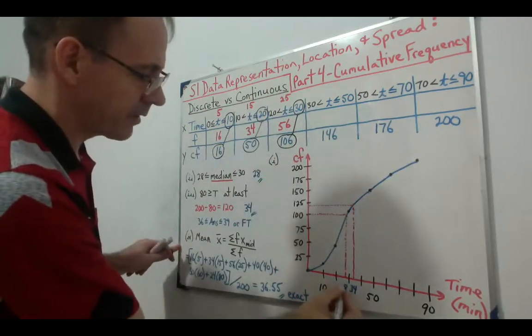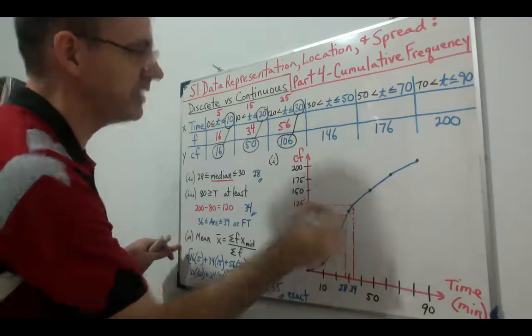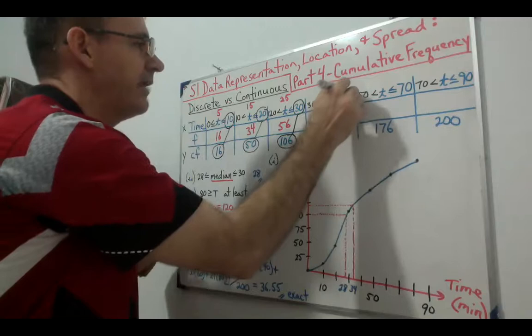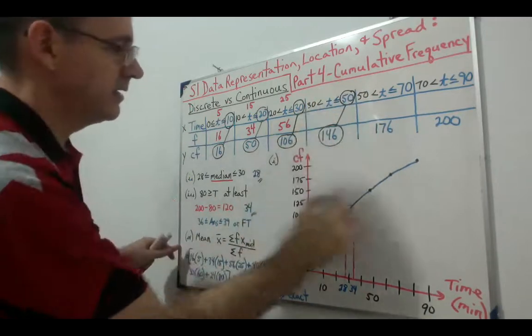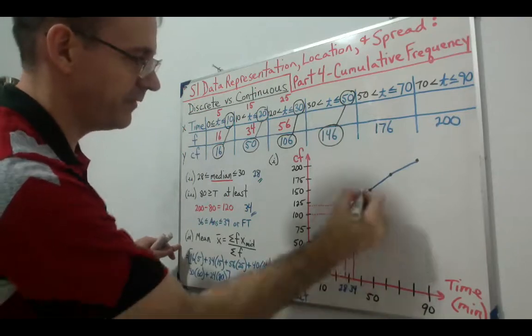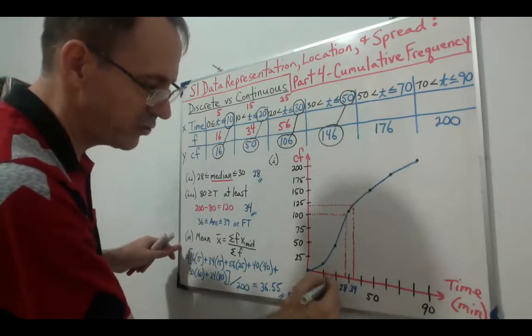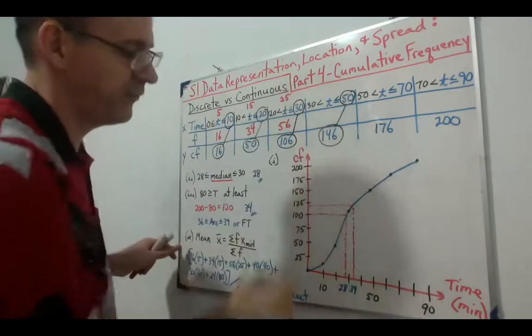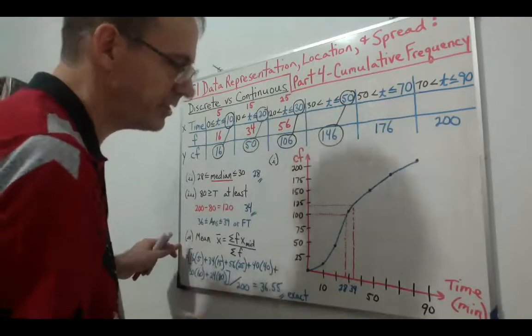So at 10, 20, 30 is 106. Then at 50, we graph it to 146. So here's 146 at 50. It jumped. It didn't do every 10. It went from 10, 20, 30, and then it jumped up to 50. So careful to follow those upper boundaries.